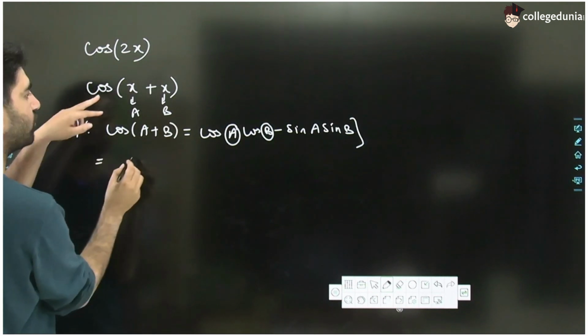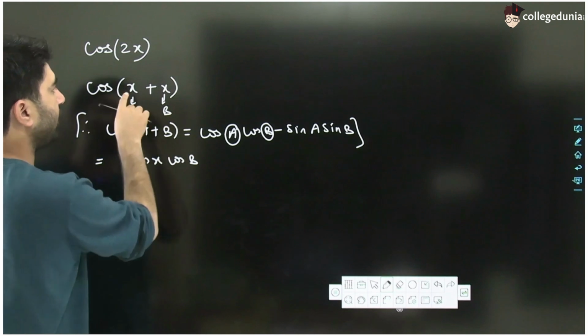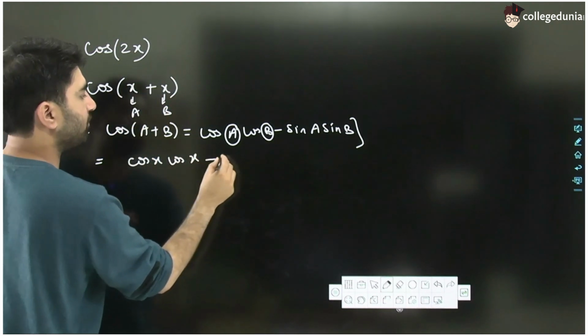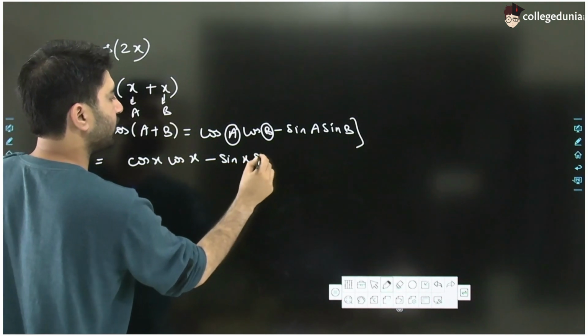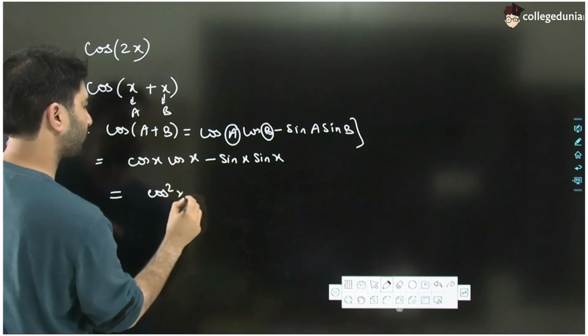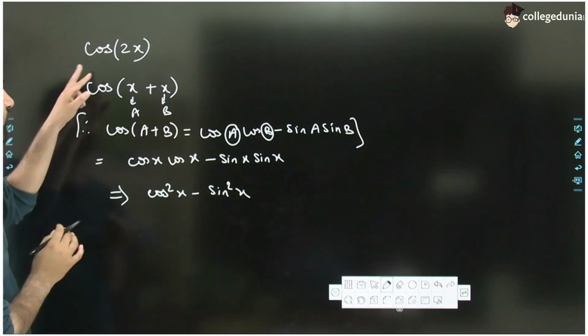Okay, so this will become cos a cos b, where x will be used as a and b, cos a cos b minus sin a sin b. So this will become cos square x minus sin square x. This is the first formula of cos 2x.